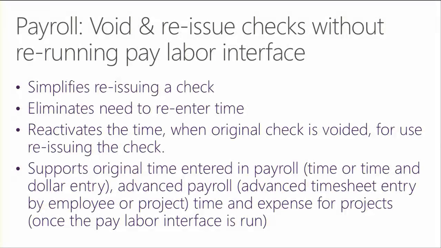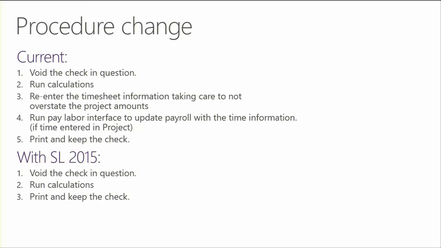Currently, you void the check, you run calculations, you have to go back and re-enter the timesheet, run pay labor interface, run calculations. Going forward, you're going to void the check. Those transactions are going to be flagged to be eligible for a timesheet that is eligible to be calculated. You'll recalculate and make your changes. That's typically why you're voiding a check. That or somebody's lost it and you just need to simply recalculate it. Just go back in, recalculate it, print them, and you're done. It's that easy. Do you like it?